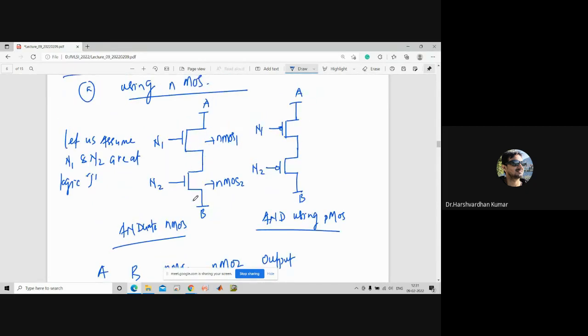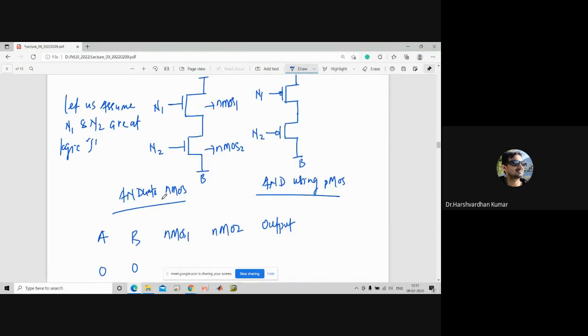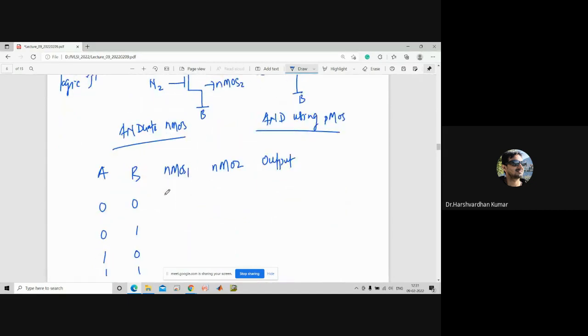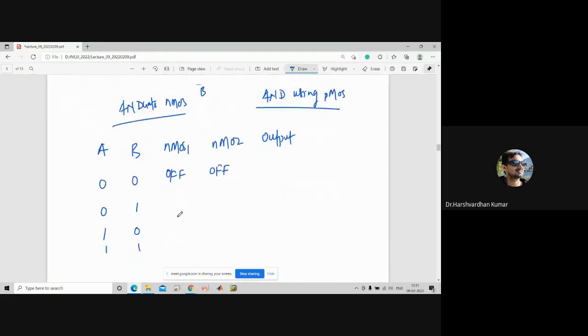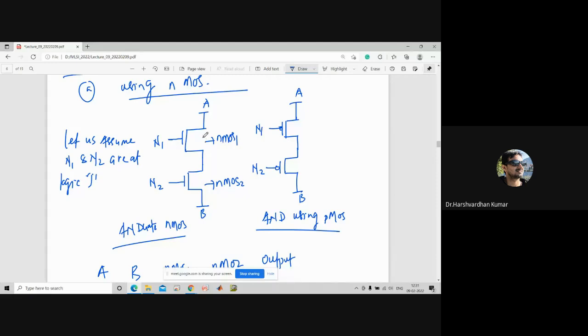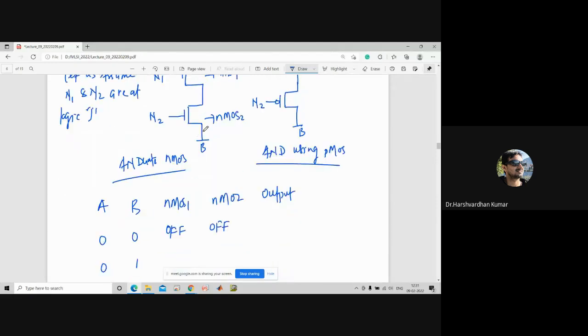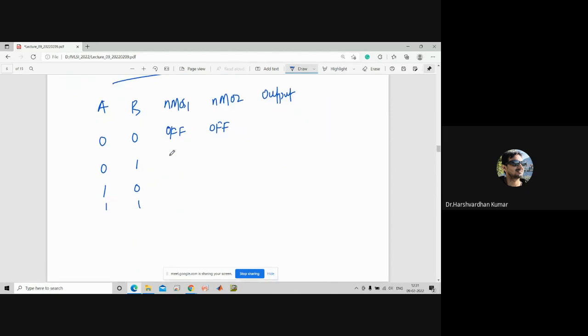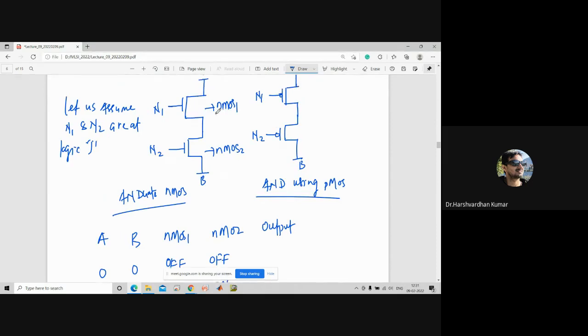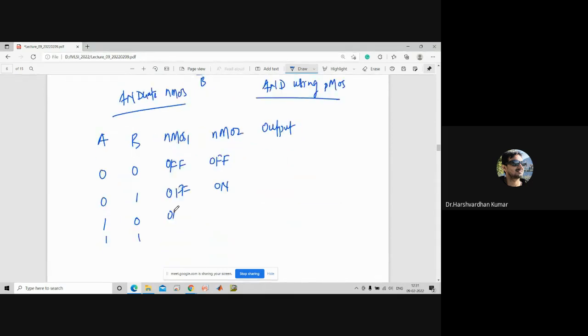Okay. So what will happen if A is equal to 0 and B is equal to 0? If both the input terminals for NMOS 1 and NMOS 2 are 0, then what will happen? It will be off, right? Off. Okay. 0 and 1. So 0 and 1 means what will happen? This will be off, and B is 1, so it will be on. 1 0 means transistor 1 will be on, and here it will be off. But for 1 1, all transistors will be on.